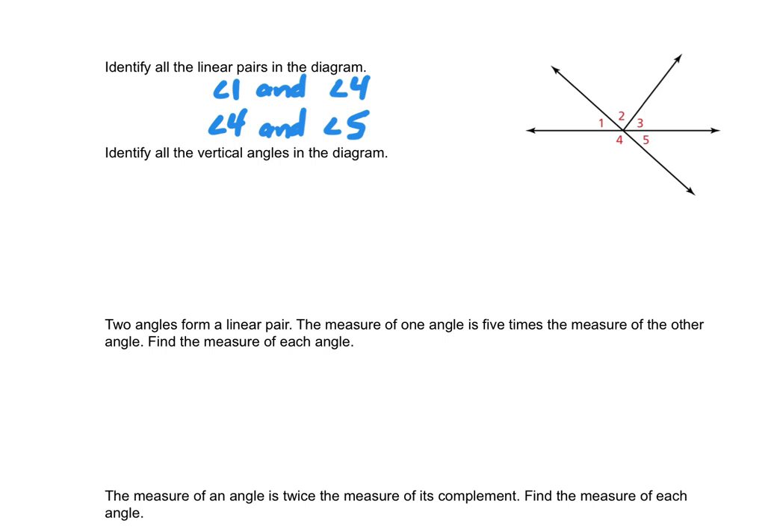Okay, vertical angles. This one's a little bit tricky because we're looking for 2 angles that form an X and they're directly across from one another. Like 3 and 4 are across from one another, but it doesn't form an X, right? Because I would need to continue this ray on. So 1 and 5 would be the only vertical angles in this picture.